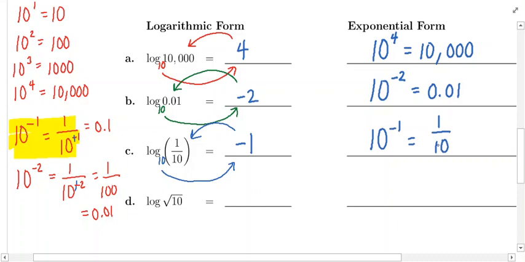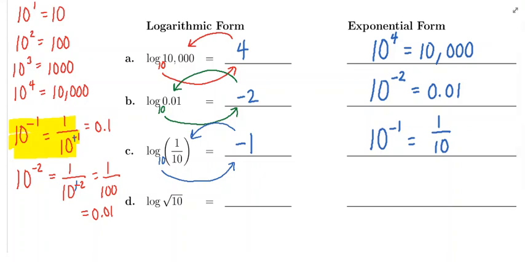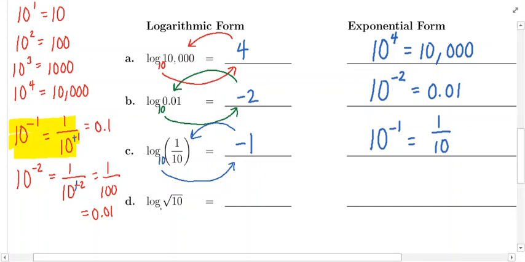Part D, log of the square root of 10. This is a tricky one. Again, it's working the same way. If you have base 10, the base is understood to be 10, 10 to what power is going to give you the square root of 10?